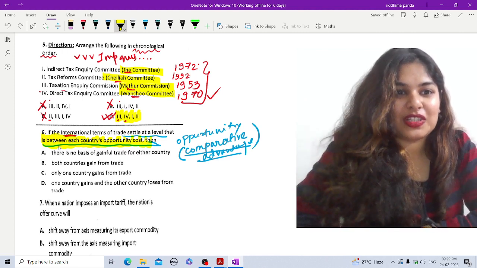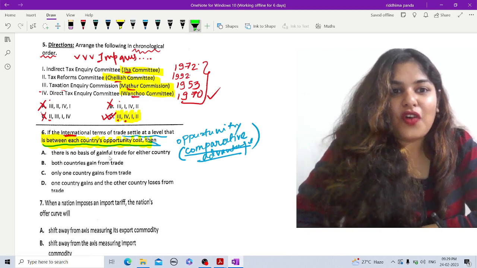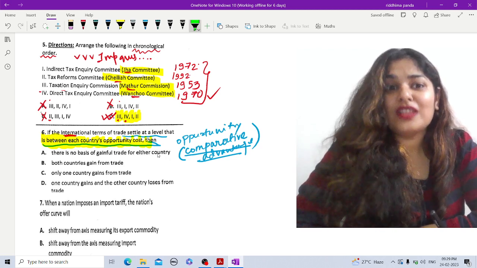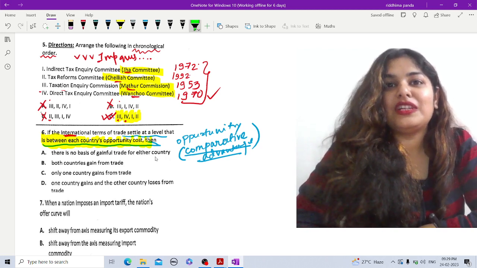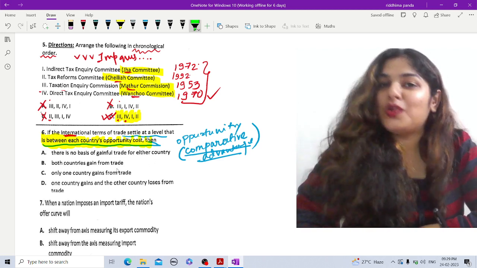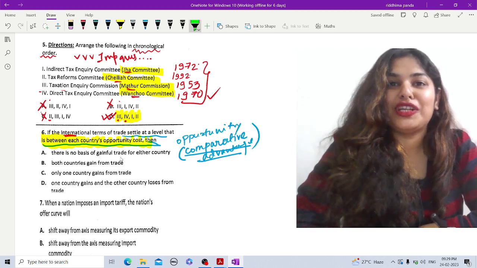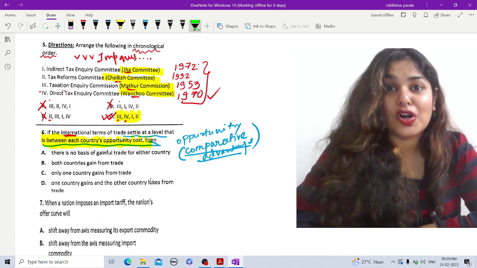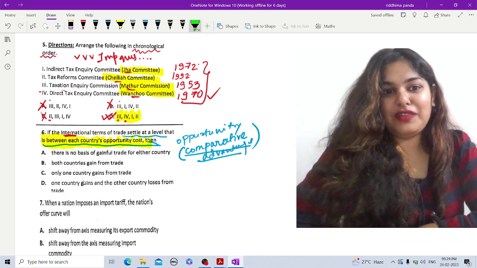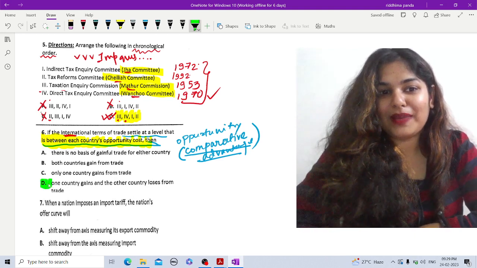MCQs here, right? Options. So the first one is there is no basis for gainful trade for either country. Of course not, this is not right, because it is between, right? So one of the countries will have a lower opportunity cost. Both countries gain from trade, no, because the terms of trade is between it. So one will have lower opportunity cost, another one will have higher opportunity cost, so one will definitely lose. Only one country gains from trade, one country gains and the other country loses from the trade. So I have got my answer, that is D.